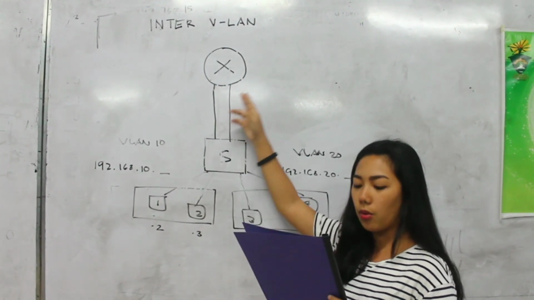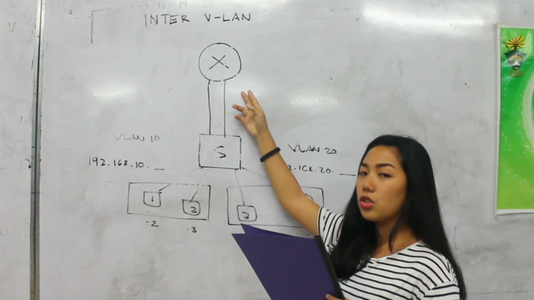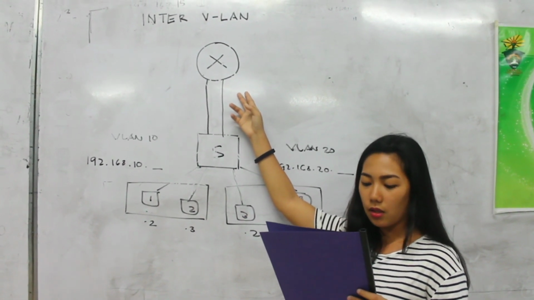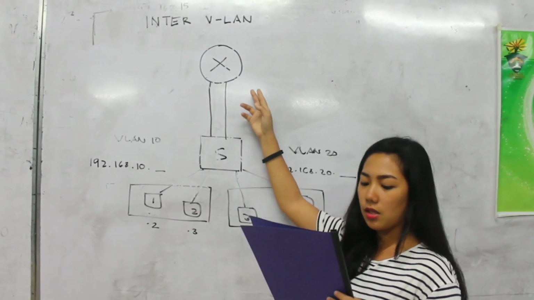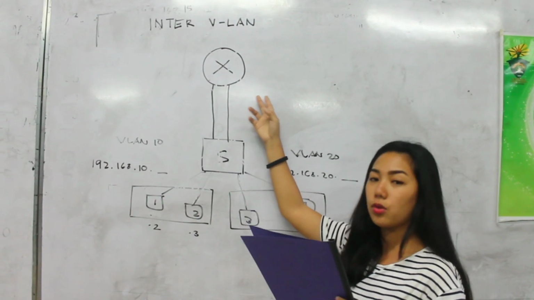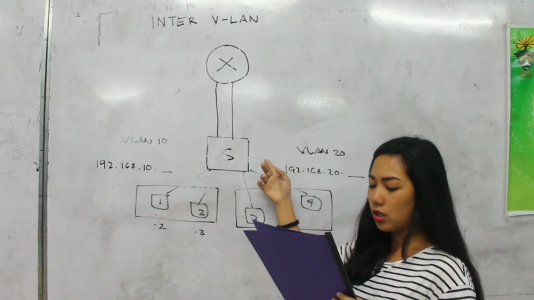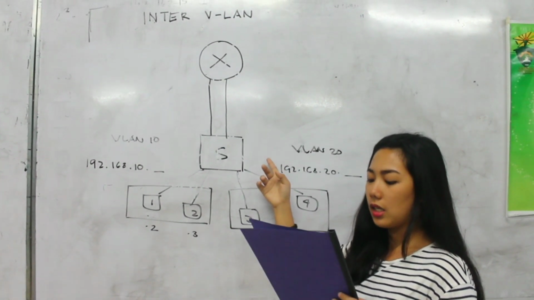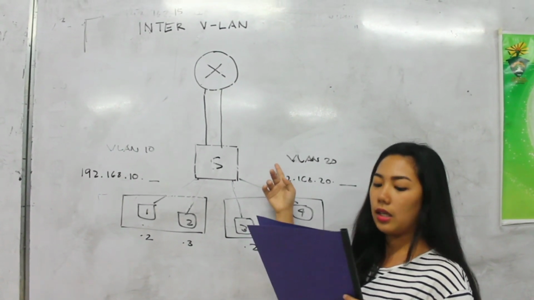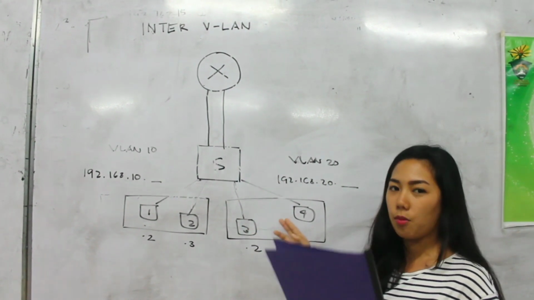When it gets to the router, it changes the format of this VLAN 10 to VLAN 20. Then it sends it back to the switch, and finally it sends the message to the intended recipient, which is the PC.